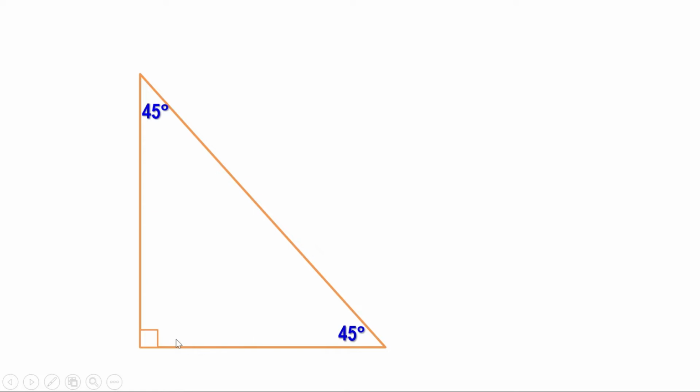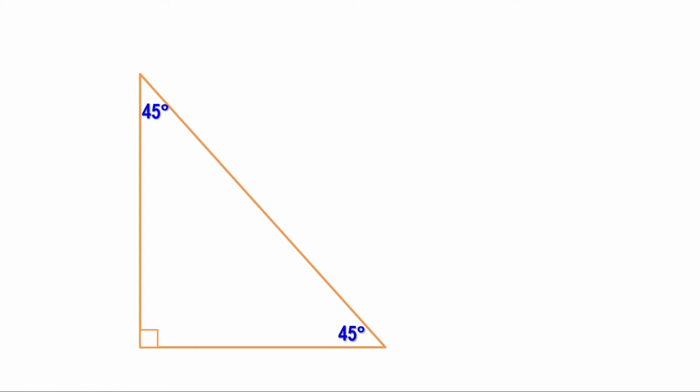We have also seen that in an isosceles triangle, two angles are equal. So we can define it like this: a right angle triangle in which two angles are equal is called an isosceles right angle triangle. And we have seen that when two angles are equal, they are 45 degree each. So we can say like this also: it's a right angle triangle in which two angles are 45 degree each.